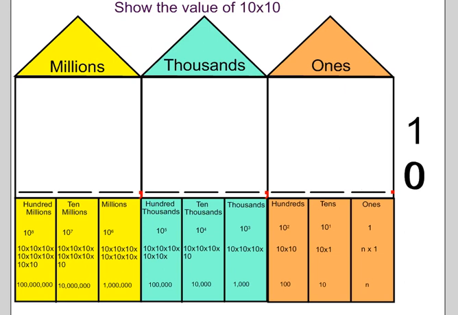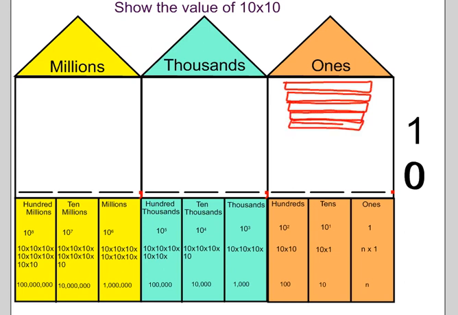Let's move on to the value of 10 tens. Now we've looked at this before. If I have 10 longs, each of them are worth 10, and I put them all together. I'm going to have to draw it like this to make room. I have 10 longs all together.